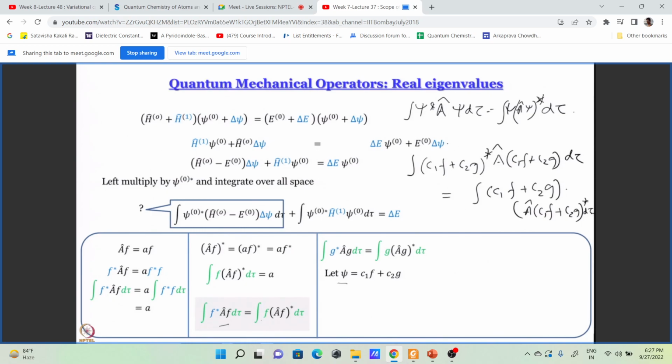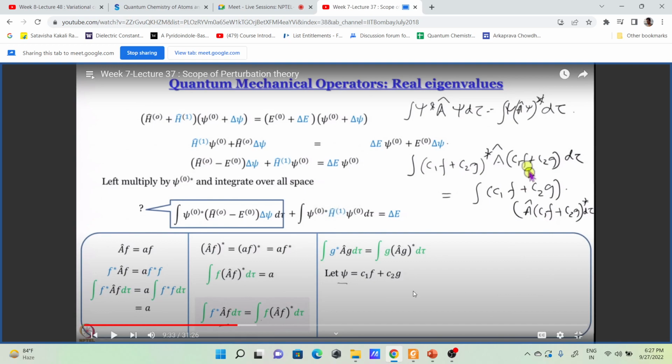Okay, and then what we do is we expand this. That is the step that I want to skip. It's not all that difficult also, because A hat operating on this is linear, after the sum. So he has kept that part.